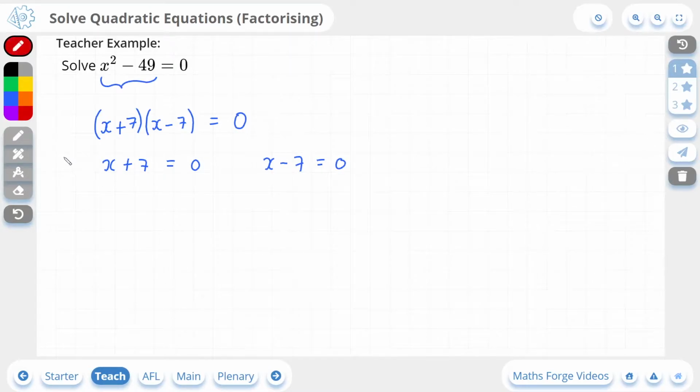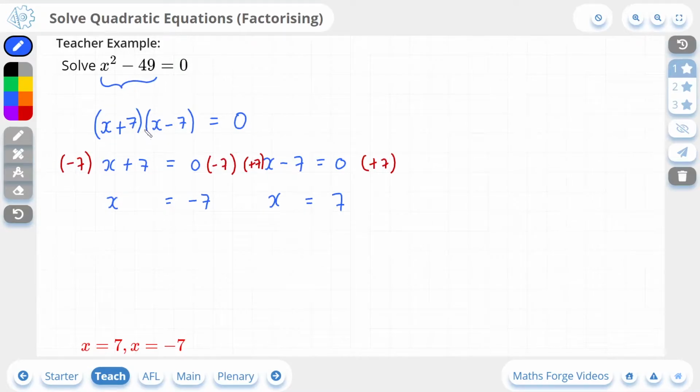For the x plus 7, we do minus 7 from both sides. This is going to leave us with x on the left, and on the right, it's going to leave us with negative 7. And for the x minus 7, we add 7 to both sides. This is going to leave us with x is equal to positive 7. And these are our solutions to this quadratic equation. And if we check our answer, there it is.